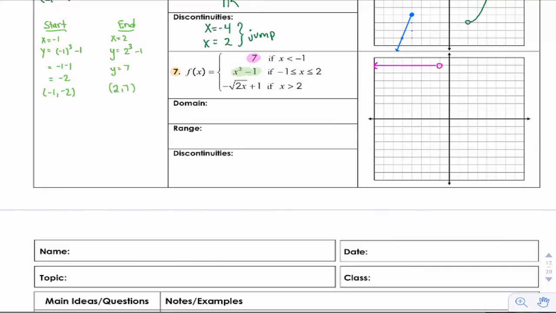So let's go ahead and plot those points first, and then we need to kind of visualize this graph a little bit. But I'm going to go -1, -2 first. And again, that's going to be a closed circle because its x is greater than or equal to. And actually, both of these are closed circles, so my next point at 2, 7 will be a closed circle. So closed circle right there.